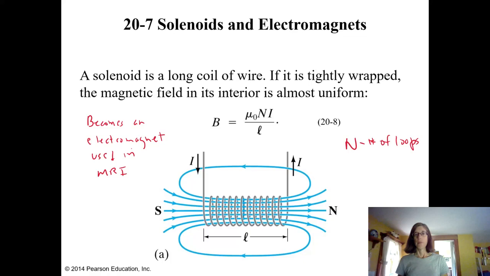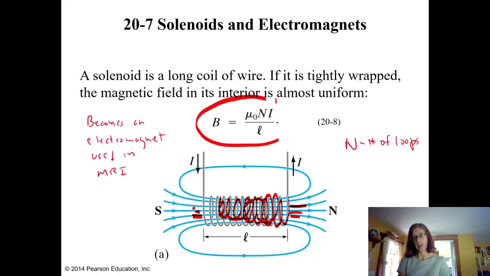A few other topics here. Many times what we see with magnetic fields and currents is the use of a solenoid. And a solenoid is just a long coil of wire. We actually use these as locking mechanisms sometimes. It's tightly wrapped, and the magnetic field in the interior here is almost uniform. And if you want to calculate the magnetic field in a solenoid, it's pretty much like we just saw in the previous equation 27, except now you've got to take into consideration N, which is the number of loops of the solenoid.